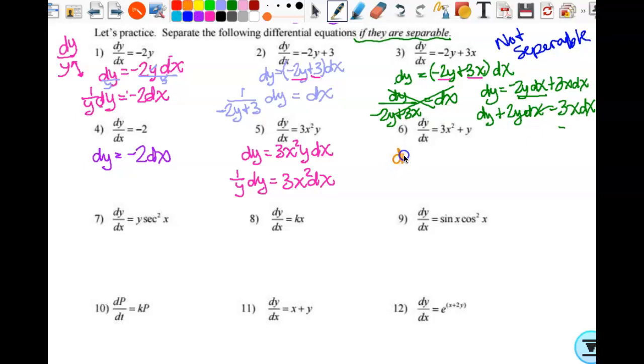Here I've got dy equals 3x squared plus y. Do I need parentheses here? Yes, here they're required, times dx.